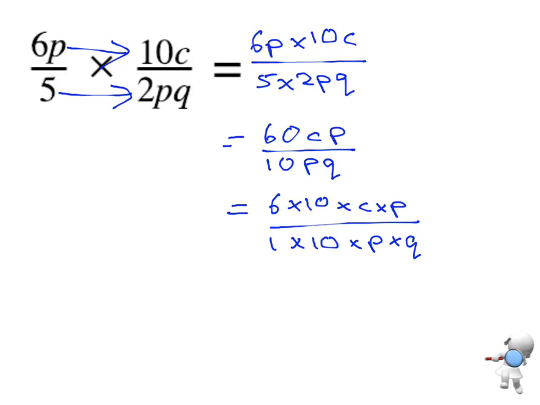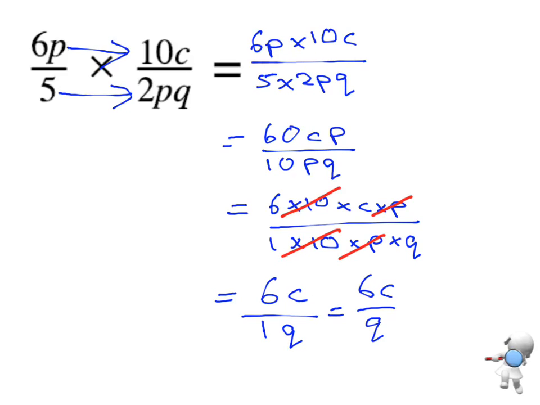And now what I want you to think about is cancelling. If I'm multiplying top and bottom by the same number or term, then I can cancel. So I've got times 10 on the top and a times 10 on the bottom. They can be cancelled. I've also got times p and times p, top and bottom, which can be cancelled. So now let's think about what's left on the top. I've got a 6c on the top, and I've got a 1q on the bottom. And I can write it as that, or I can write it as 6c over q. Doesn't matter which. So that's one way to do it, if I want to multiply first and simplify second.